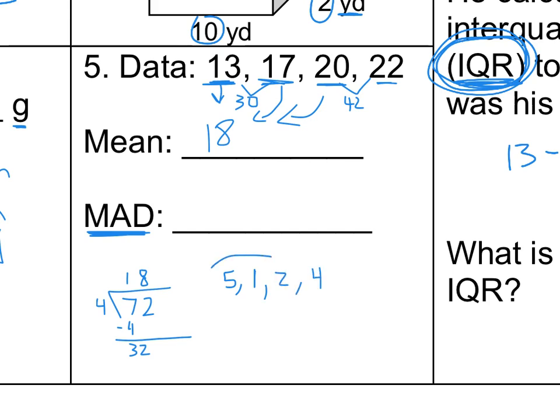And so now I find the mean of these. I put them into a lump sum, which is going to be 12, right? You add those together, you get 12. And then you're going to divide that by how many there are, which is 4. And you get 3. So our mean absolute deviation is 3.